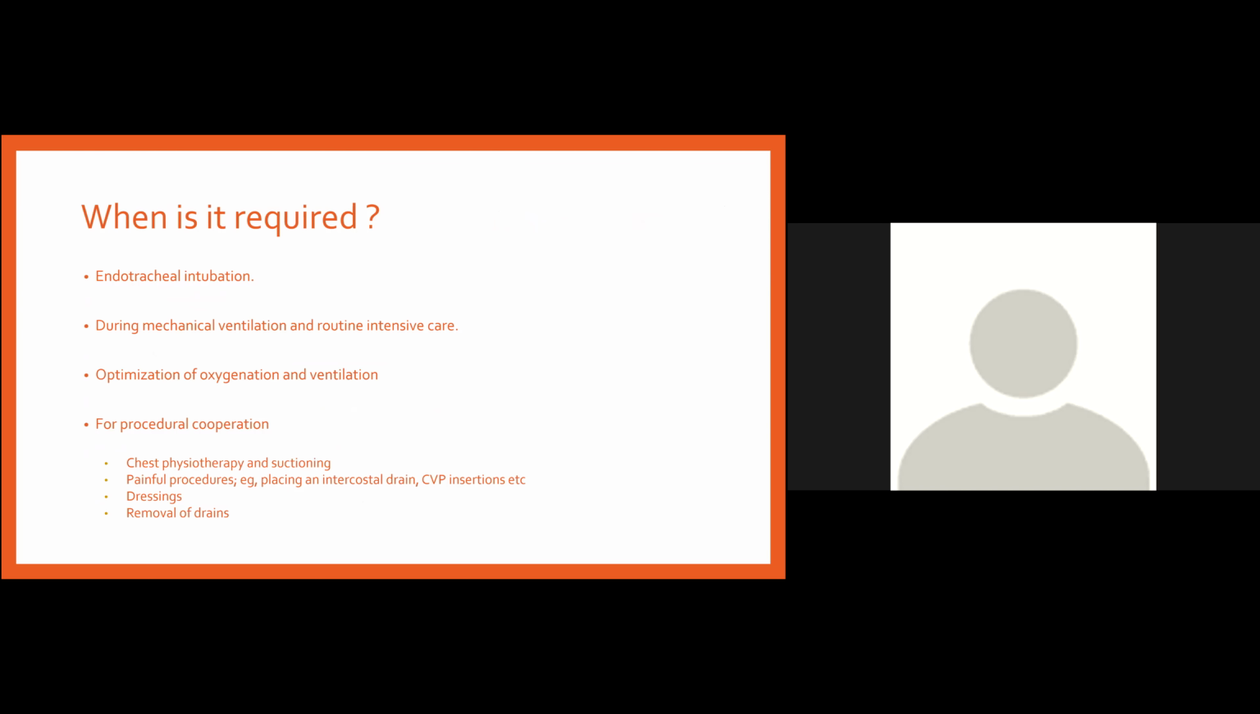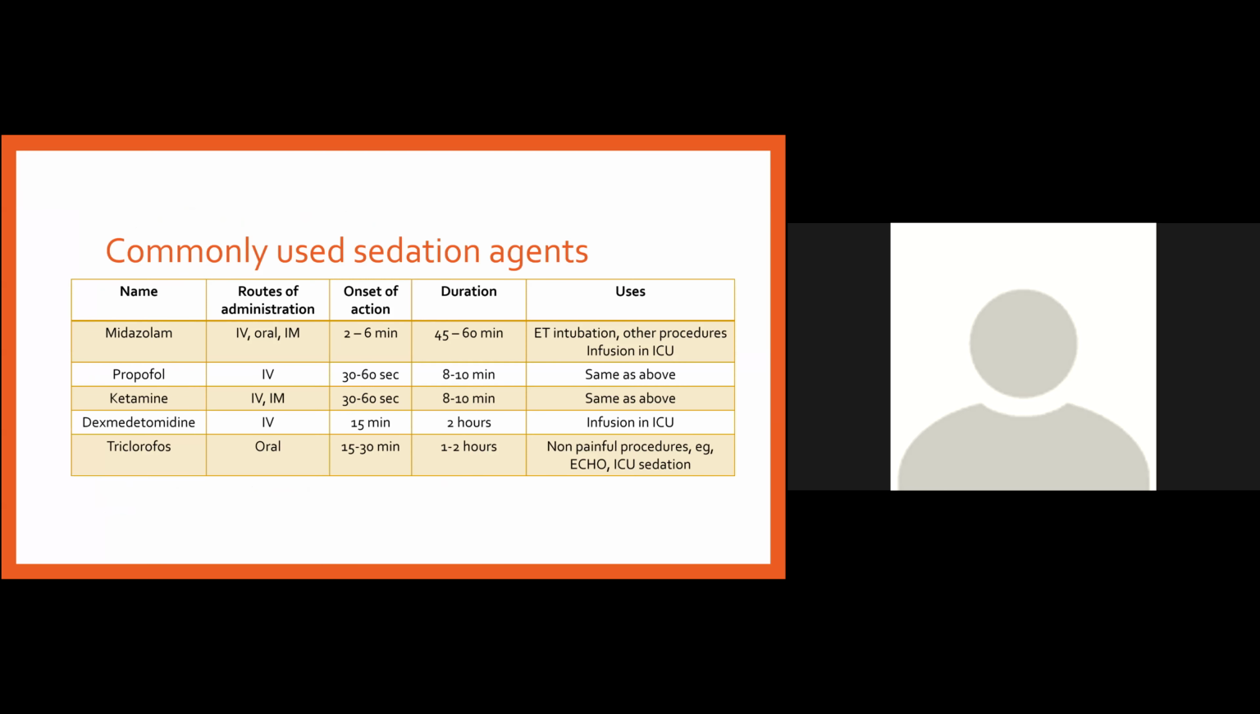And sometimes we require it for procedural cooperation, like chest physiotherapy and suctioning, and painful procedures like placement of intercostal drains or central venous line insertions, while we are doing bracing and removal of drains. So we require analgesia as well as sedation for these purposes. These are a few commonly used sedation agents. We are using benzodiazepines. We are using anesthetic agents like propofol and ketamine, and dexmedetomidine.